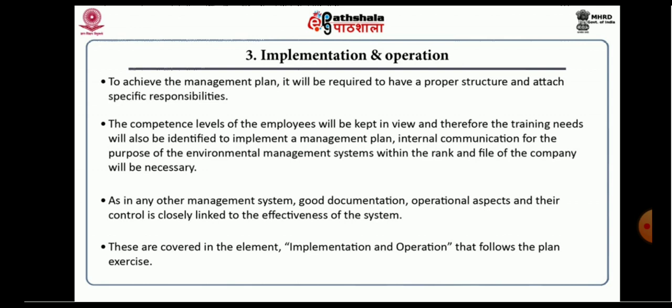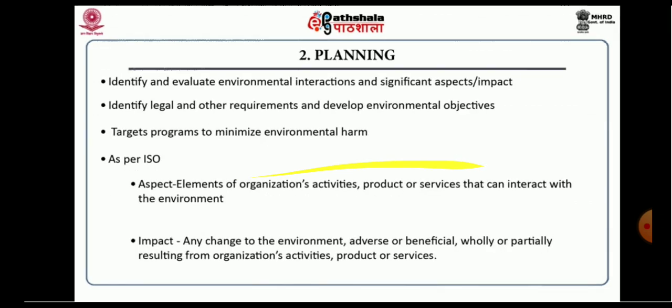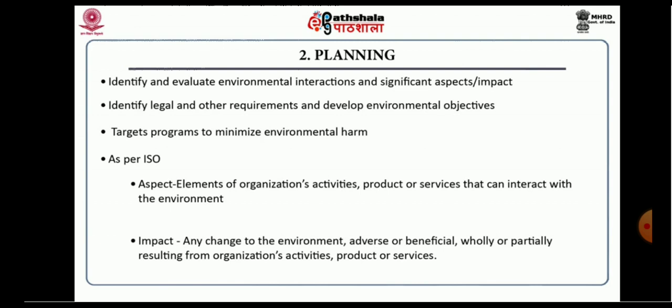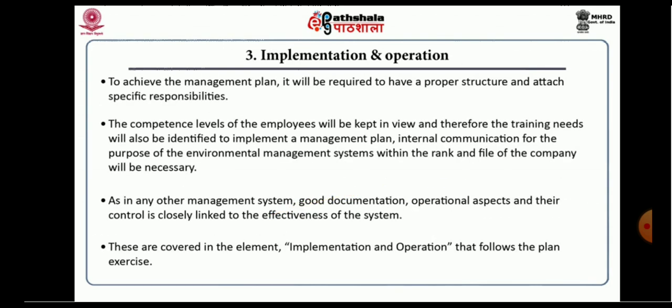The next thing is called implementation and operation. So what is implementation? First of all, we need to set some policy, and according to the policy we need to plan. And third, what we planned is to be implemented, that is the operation phase. Who will do this? To achieve the management plan, it is required to have a proper structure and attach specific responsibilities. The competence level of employees will be kept in view, and therefore the training needs will also be identified to implement a management plan.